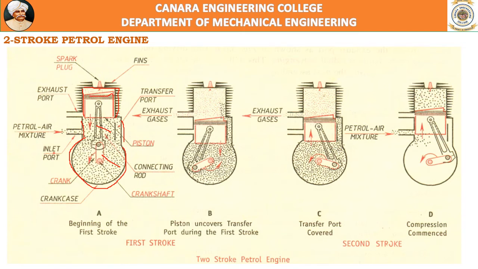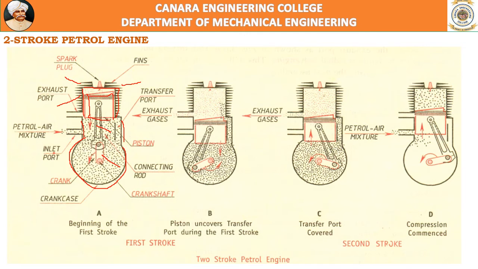In red colored one, the piston is connected to the crank through a rod called the connecting rod. And these fins outside the engine block or engine cylinder are provided for air cooling, effective air cooling.